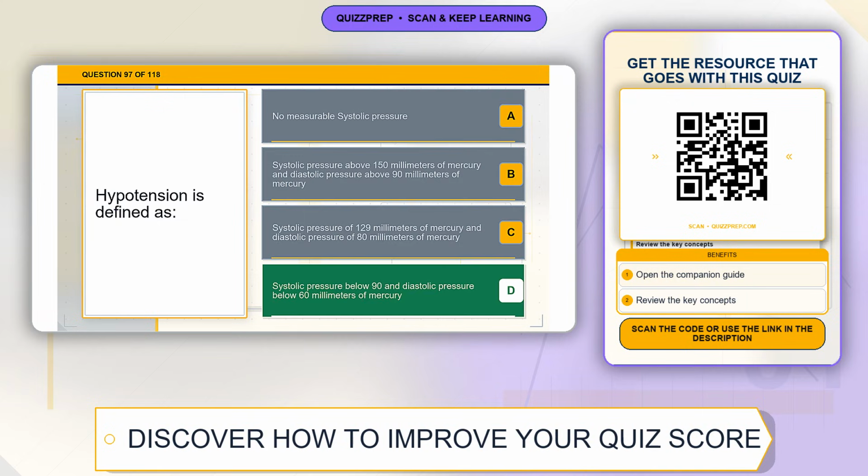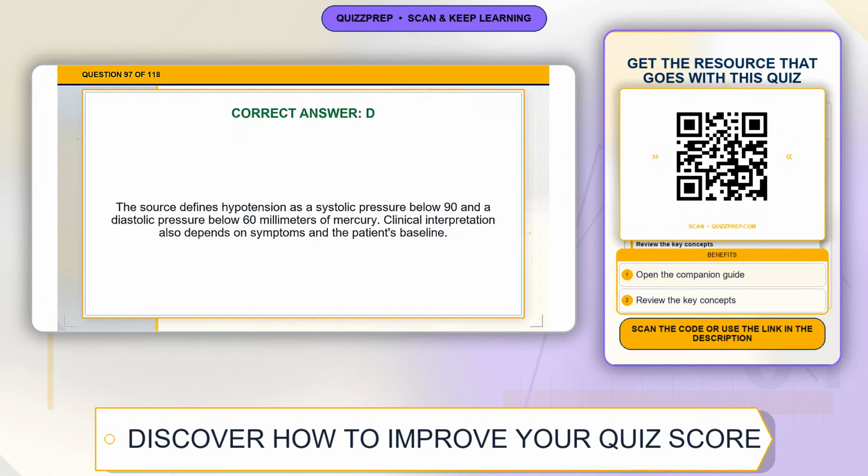The correct answer is option D, systolic pressure below 90 and diastolic pressure below 60 mm of mercury. Explanation: the source defines hypotension as a systolic pressure below 90 and a diastolic pressure below 60 mm of mercury. Clinical interpretation also depends on symptoms and the patient's baseline.